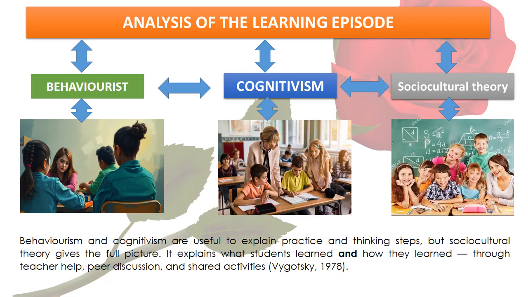Cognitivism explained more because the teacher helped students think step by step and connect the lesson to what they already knew. Bruner, 1960. Socio-cultural theory is the best explanation because the whole lesson was built on interaction. Teacher Debawa's questions guided students through their ZPD, Vygotsky 1978, helping them learn things they could not do alone.